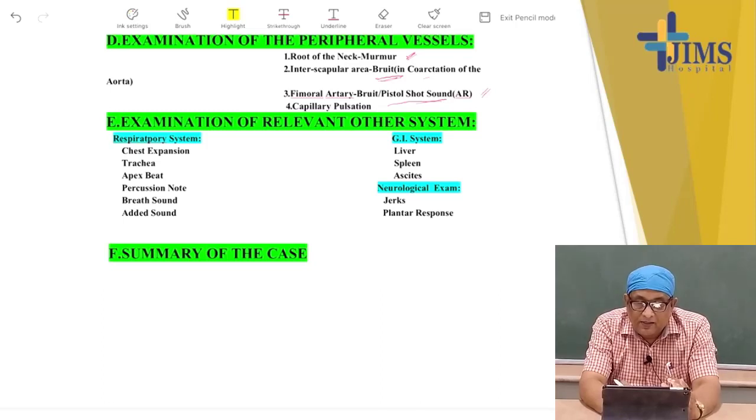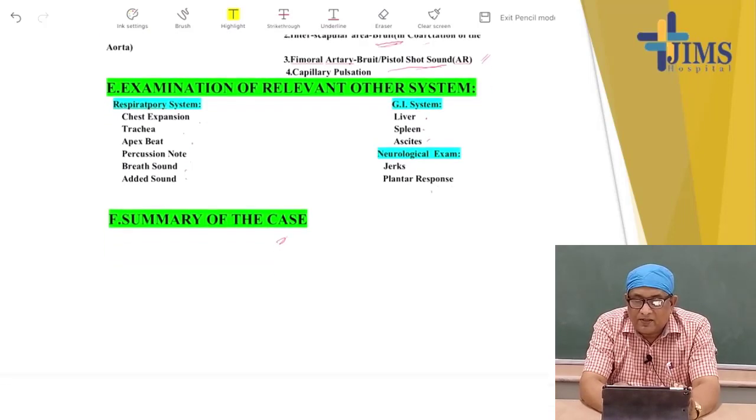Then you have to examine the other relevant systems in a case. The respiratory system, here details are not necessary, just see chest expansion, tracheal position, apex beat, percussion note, breath sounds and added sounds. You see liver, spleen, or whether ascites is present or not. See jerks, plantar response, like this. So after doing all this in a cardiovascular case, you will have a summary of the case.